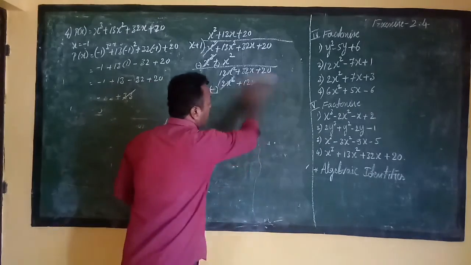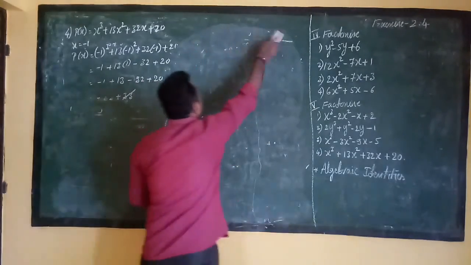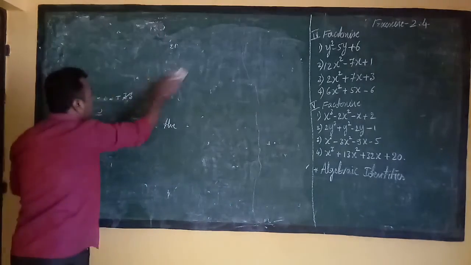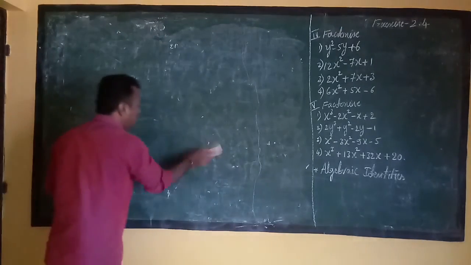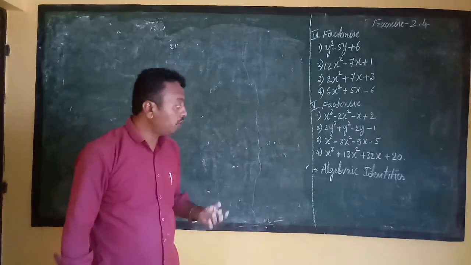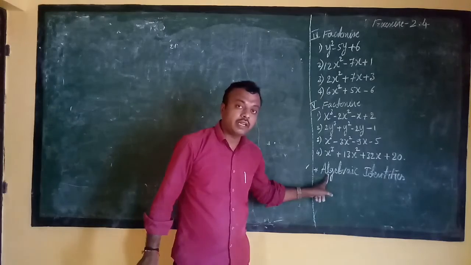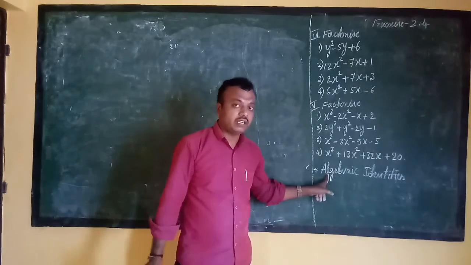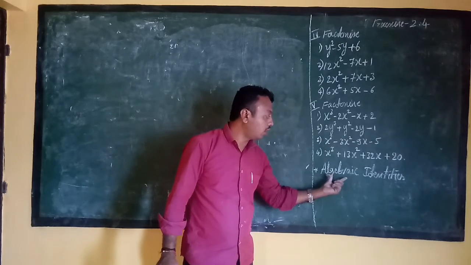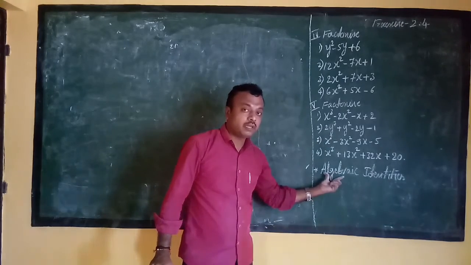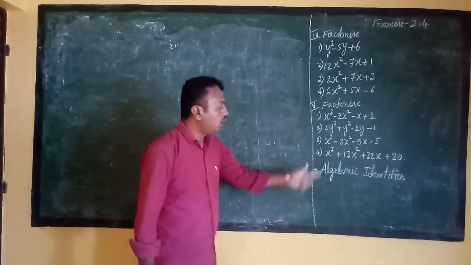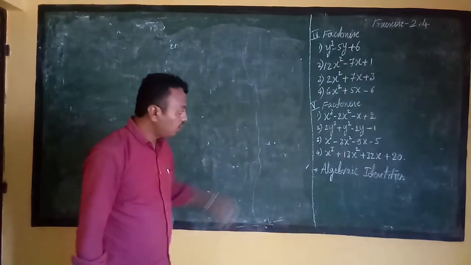Next one, students, algebraic identities. We have factorization by splitting the middle term, by the inspection method and the grouping method, and another method we use is the algebraic identities. Again we have to factorize the polynomials. Sometimes we cannot use the algebraic identities, and sometimes we do use an algebraic identity. How to use the algebraic identities and factorize, we have to discuss.